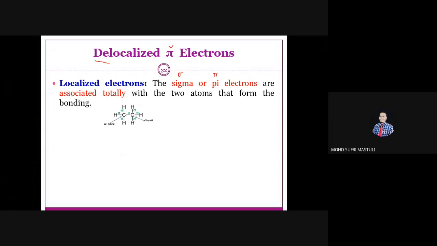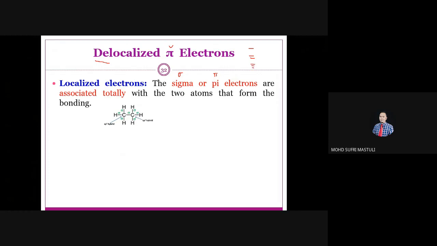This is one example of a molecule. As you can see, this molecule has sigma electrons. Why sigma electrons? Because all the bonds in the molecule are single bonds. A single bond is one sigma. If we have a double bond, one is sigma, one is pi. If we have a triple bond, one is sigma and two are pi.